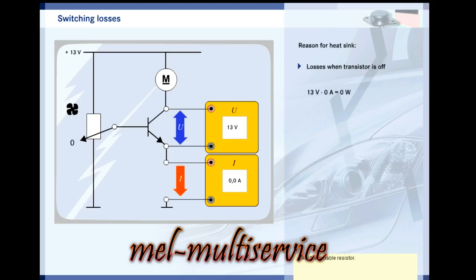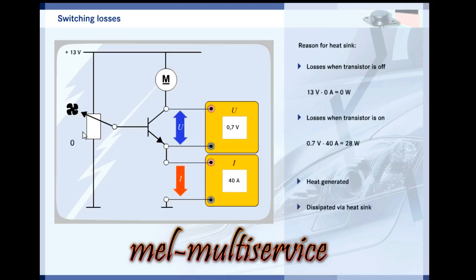Now click the variable resistor to switch on the fan. The transistor is conducting, and the electric fan motor generates a current of 40 amps. The loss in the transistor is now 28 watts. This loss is converted to heat, which must be dissipated via the heat sink.